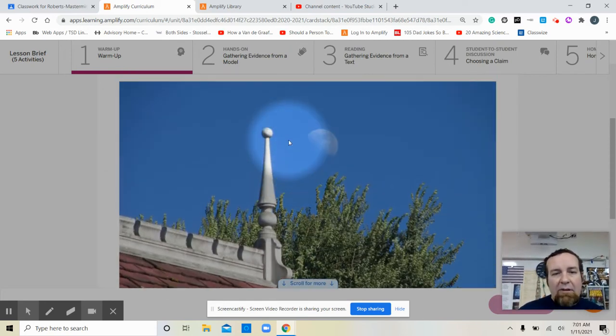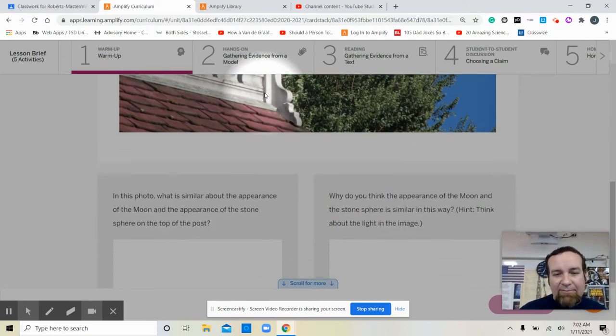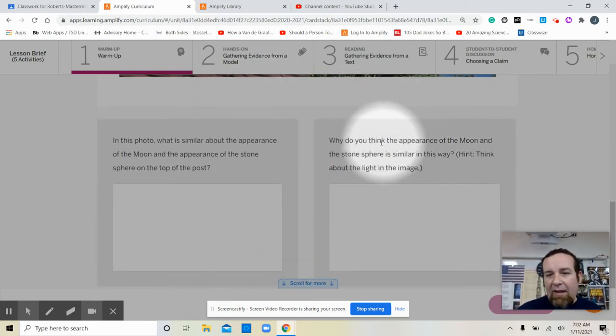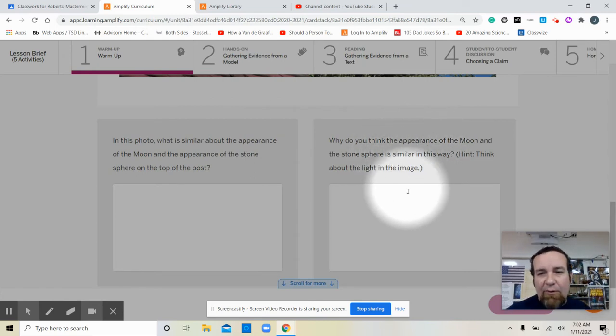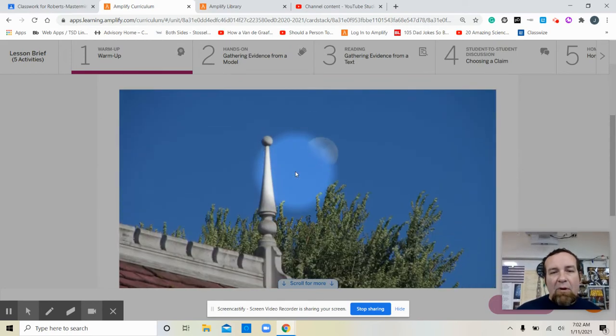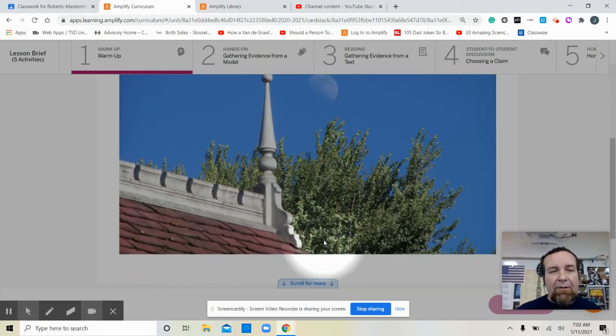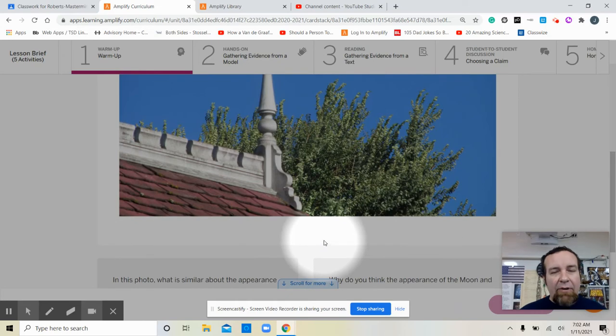So hopefully for that first question, we got that the shadow right here is very similar. We have a gibbous moon and we have a gibbous decoration on the sphere on the top of that building there. Why do you think that the appearance of the moon and the stone sphere are similar? For this one, we should have said something about how they're both receiving light from the sun at the same angle, or at a similar angle. Something along those lines.